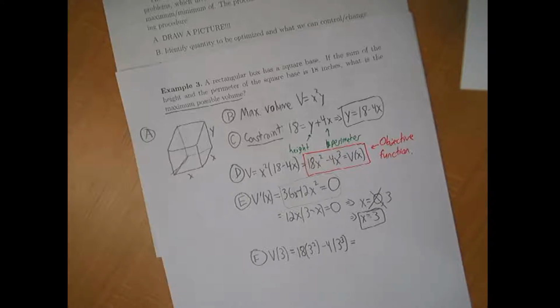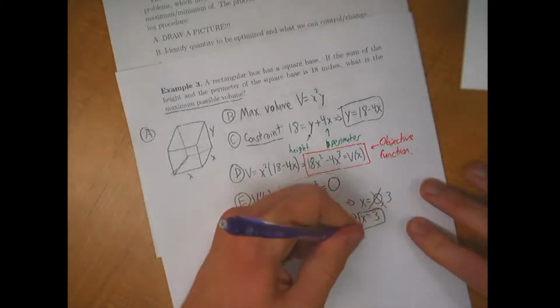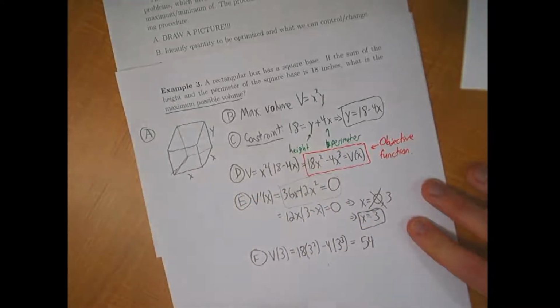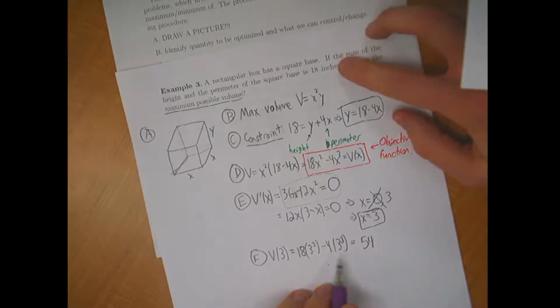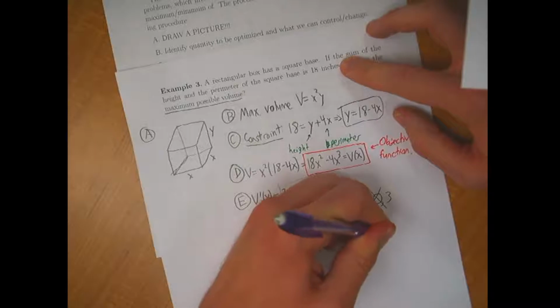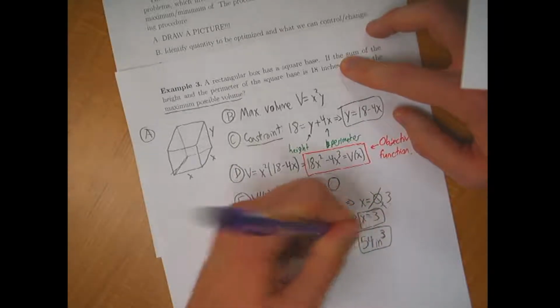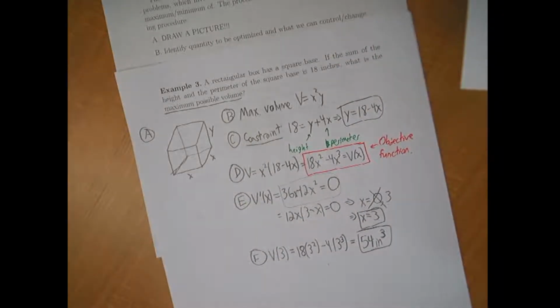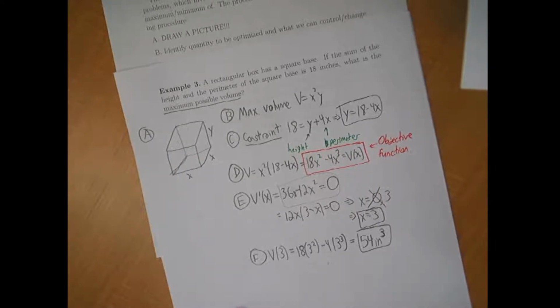Go ahead. So 54. You just get 54 of this. And then because of the units given in the problem, that should tell you your units here should be what? Inches cubed. Yep, just cubic inches, right? Okay, and that's example 3. Is there any questions on that?